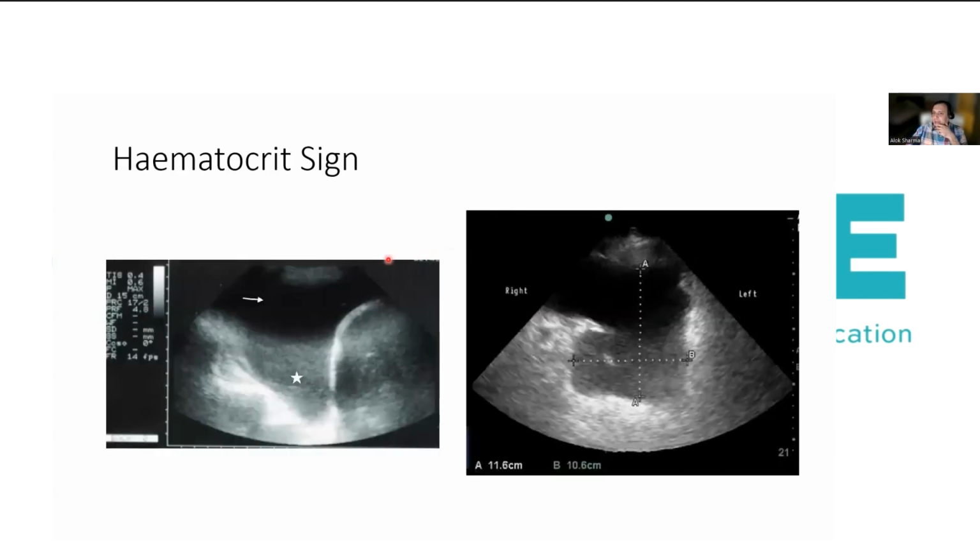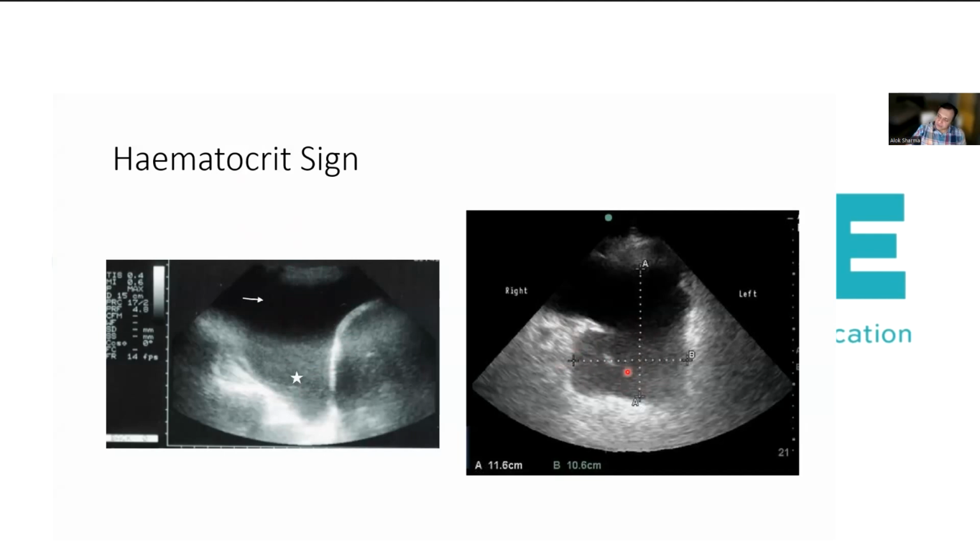The second sign that has been described generally in relation to hemothorax is really the hematocrit sign. And often it happens when you've had hemorrhage into the pleural fluid. That might be because you've punctured the ipsilateral lung and you've had a hemothorax, but really the dense RBCs tend to accumulate in the most dependent areas of the lung.